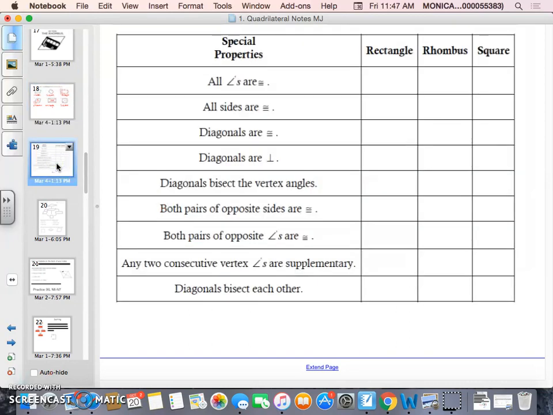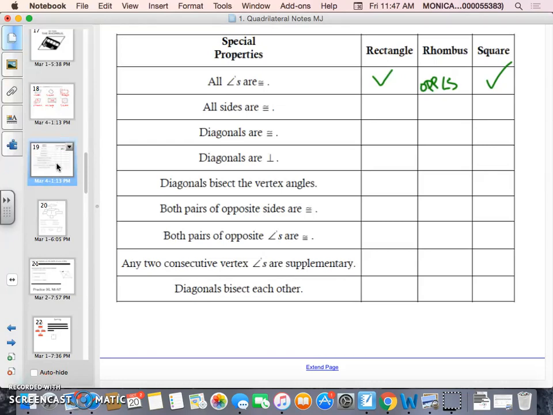For this checklist, go ahead and pause the video, and I want you to go back and determine, for example, for which shapes, which quadrilaterals, are all the angles congruent? Well, I know a rectangle, all the angles are 90 degrees. In a rhombus, it's not all angles, it's only opposite. So I'm not going to check that one, but in the square, they're all 90 degrees.